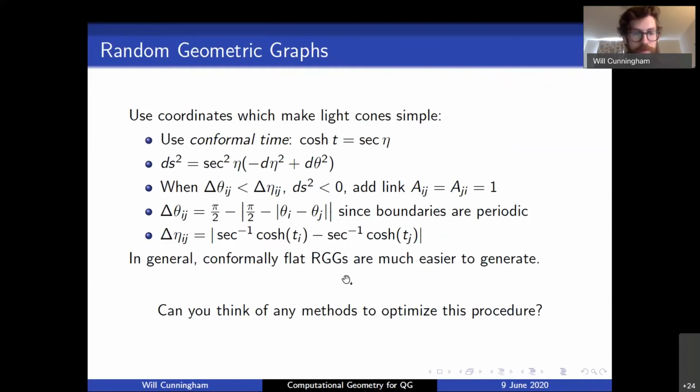So in general, these conformally flat random geometric graphs are much easier to generate because they can be factorized in this way. What I haven't mentioned is that there are some easy methods to optimize this. Does somebody have a question?